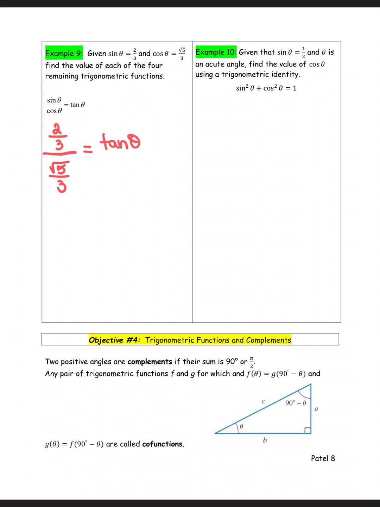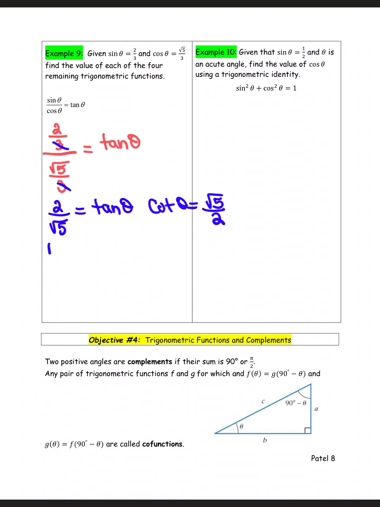So notice here that the 3's will cancel out, giving me 2 over square root of 5 is equal to tan of theta. And since I know, before I rationalize it, since I know tan of theta, I know cotangent of theta. Cotangent of theta is equal to the reciprocal. So cotangent of theta is equal to square root of 5/2.